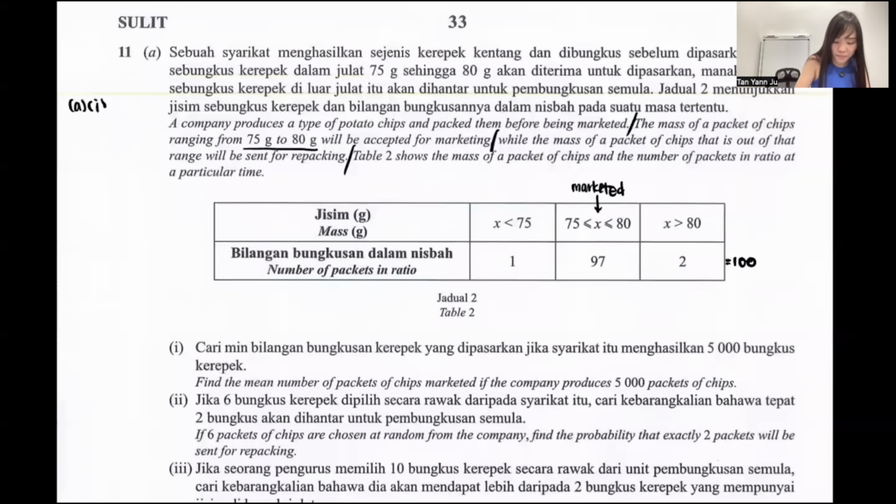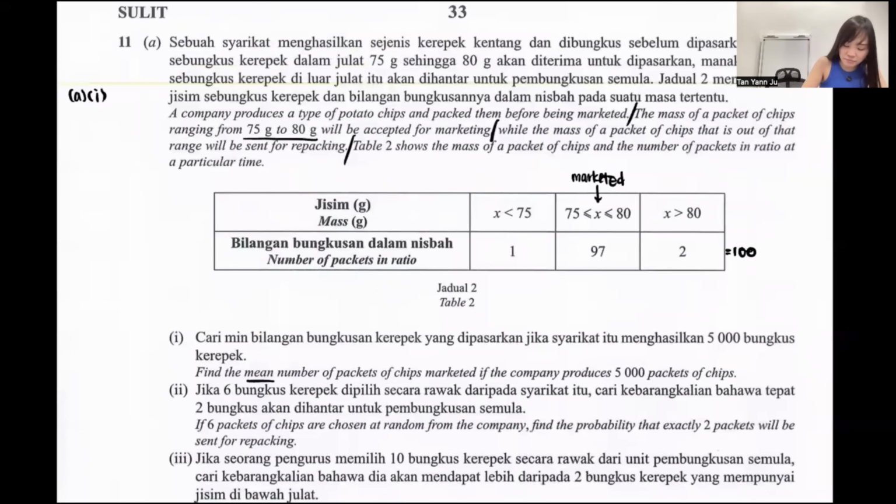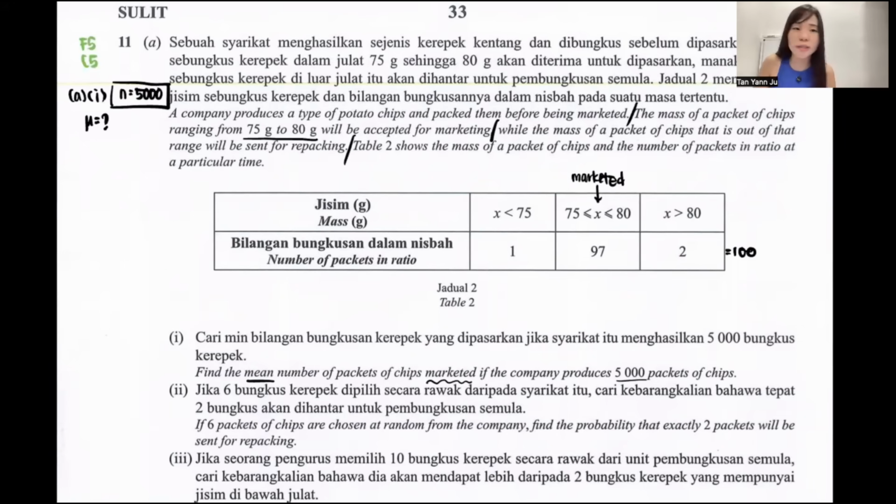Now, let's start from A1. A1, they say, find the mean. Mean is this symbol. Find the mean of the packets of chips marketed. If the company produced 5,000 packets of chips, do they ever tell you what type of chips? No, right? So that means this 5,000 is the total, N. I forgot to say which chapter this is. This question is under Form 5, Chapter 5, Probability Distribution. They will always come out with one question in Paper 2.